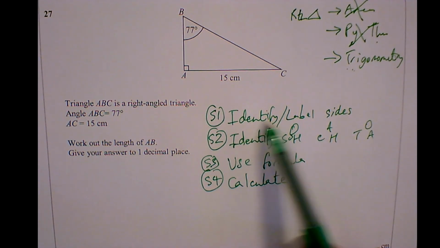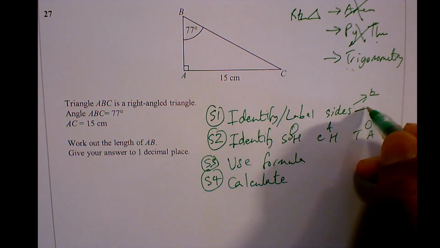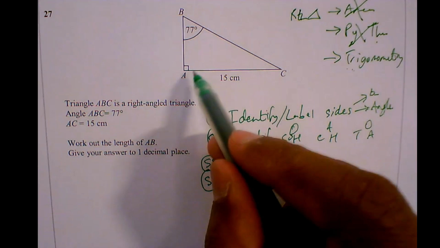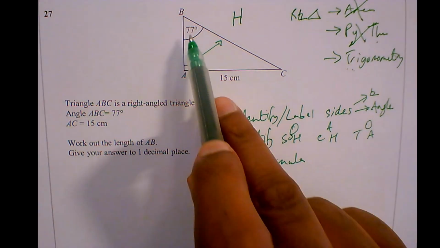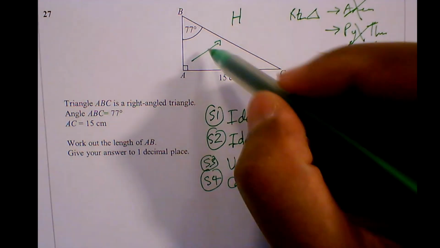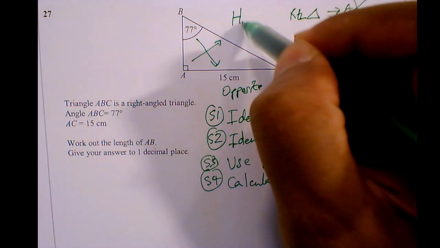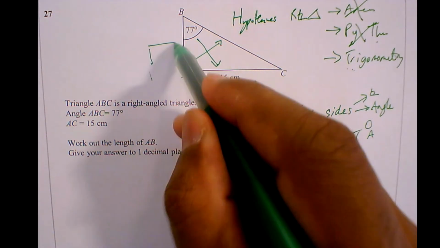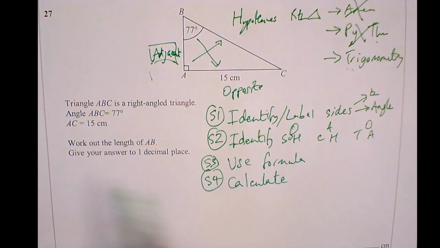So identify and label the sides. I start from my right angle. Where's 90 degrees? 90 degrees is here. Opposite that is my hypotenuse, H. Next is to find the angle. This is the angle. So opposite the angle is my opposite side. Now the remaining one is going to be adjacent.